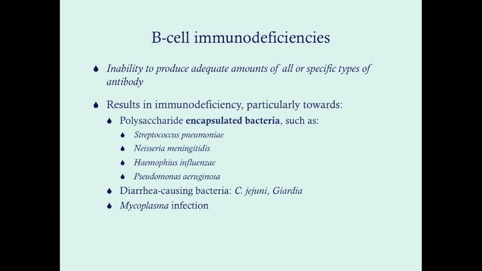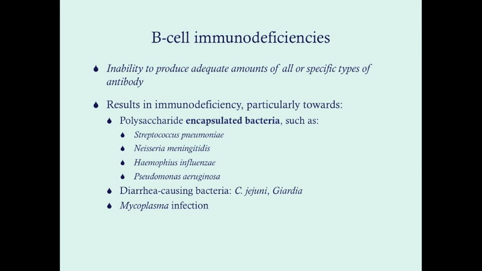So B-cell immunodeficiencies basically just mean an inability to produce adequate amounts of all or specific types of antibodies. You should immediately, and you probably already have, associate the word B-cell with the word antibody, because B cells make antibodies. They do other things too. They have some phagocytizing capabilities. However, B cells produce antibodies. That's their primary responsibility for most of them.